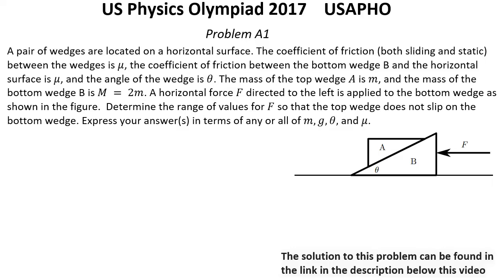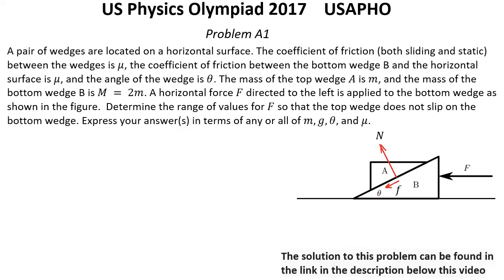Solution for problem A1. First, let's sketch the free body diagram. Suppose that force F is big enough that this top wedge tries to move up. It means that the force of friction will be going down, and the normal force is perpendicular to this surface.